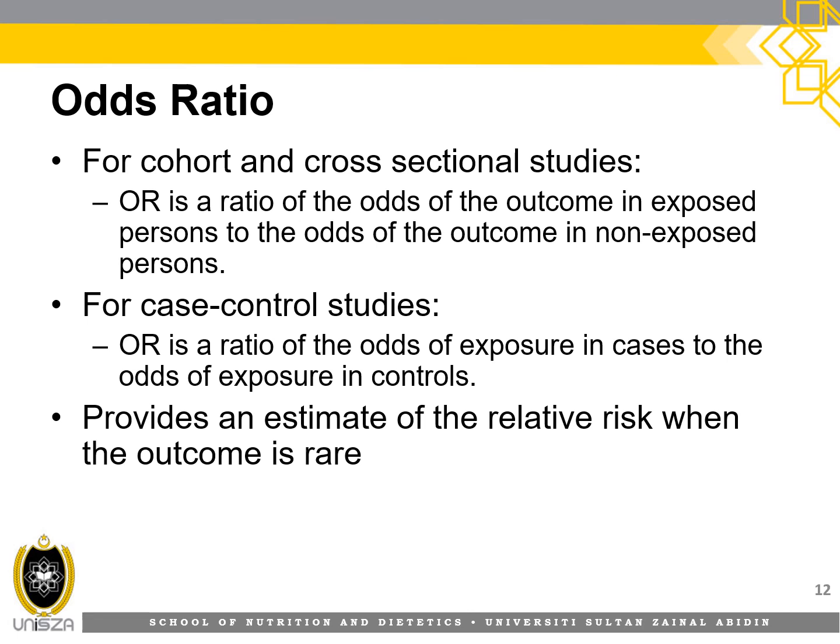Therefore, the odds ratio for cohort and cross-sectional studies is a ratio of the odds of the outcome in exposed persons to the odds of the outcome in non-exposed persons. The odds ratio for case control studies is a ratio of the odds of exposure in cases to the odds of exposure in controls. The odds ratio can also sometimes provide an estimate of the relative risk when the outcome is rare.